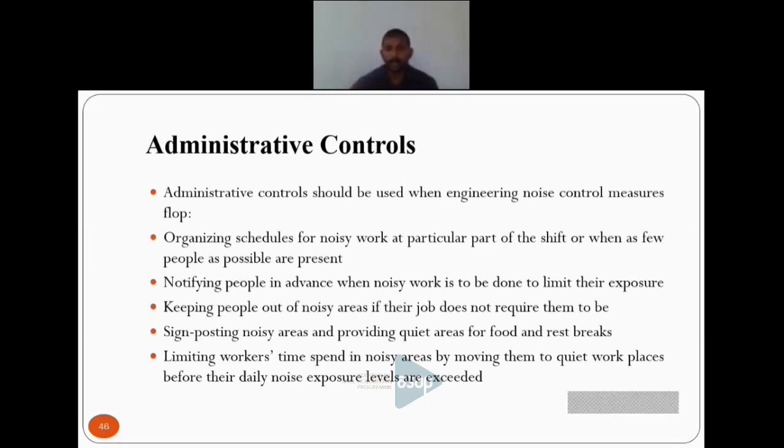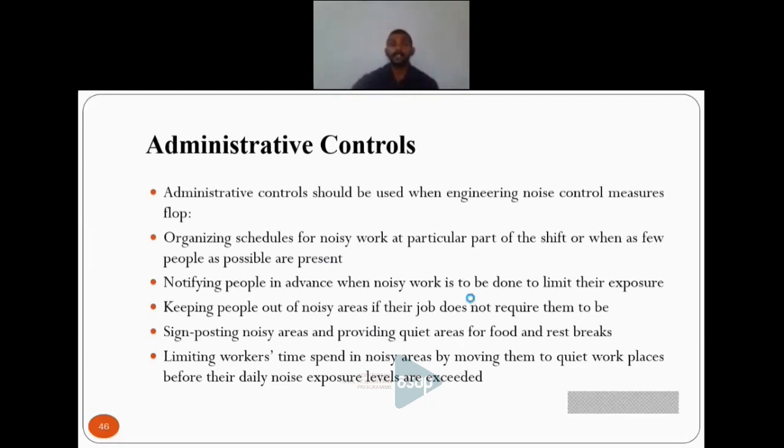That means if 5 people are required for a work, we should take only 5. The extra we should not take. And notifying people in advance that it is a noisy area, so they have to take precautions before that. And if there are signpostings, we have to provide signs like "this is a noisy area", giving it in advance, before entering the job area.